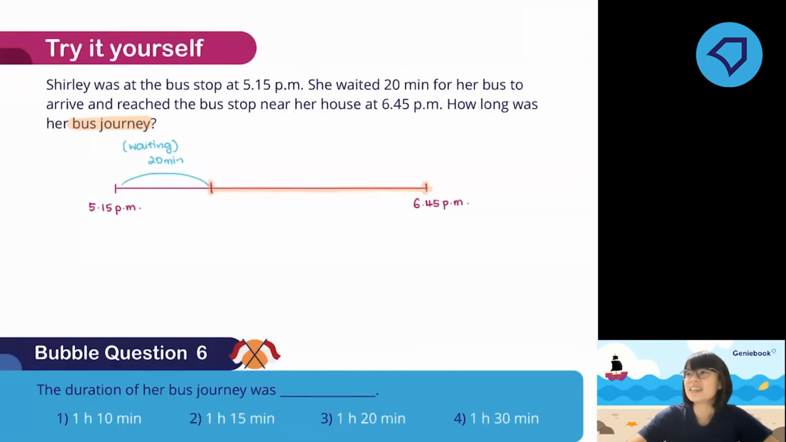Okay, excellent job. Well done to those of you who got the question correct. So let's do it together, okay? Now, you see that she waited for 20 minutes. So you should not include this 20 minutes. Okay, guys? All right. So after waiting for 20 minutes, what time did the bus arrive? Can you guys help me? From 5:15, 20 minutes later, what time would that be?